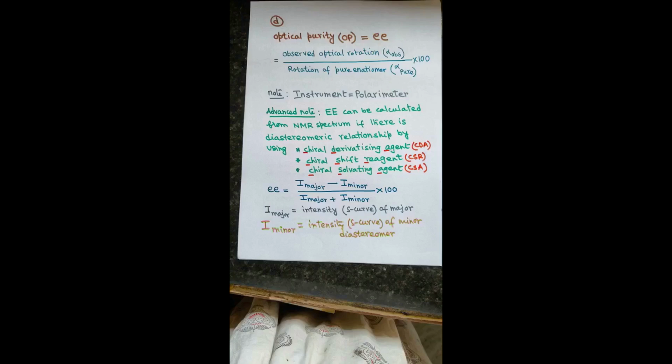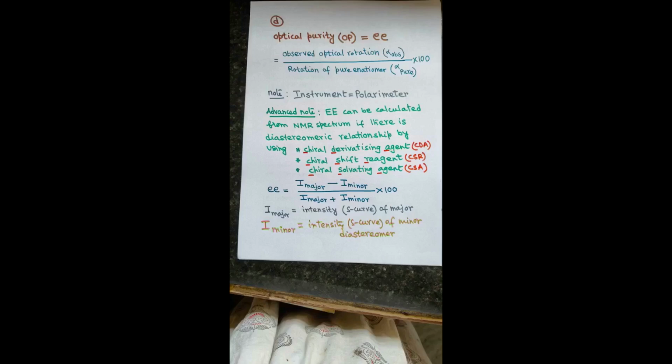Now coming to the fourth formula, that is optical purity OP is equal to enantiomeric excess, and by using this formula we can calculate enantiomeric excess for any solution. Enantiomeric excess is equal to observed optical rotation alpha observed divided by rotation of pure enantiomer alpha pure into 100.